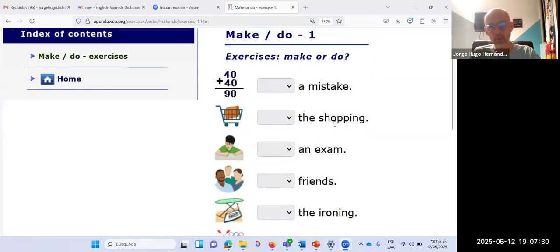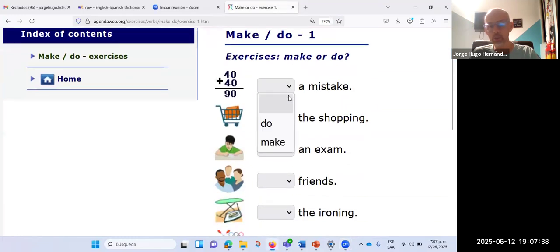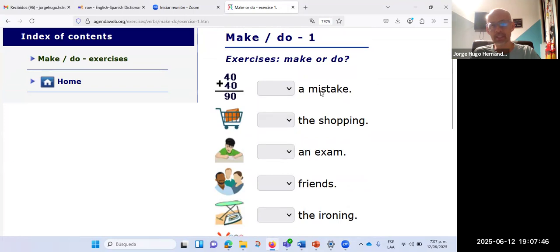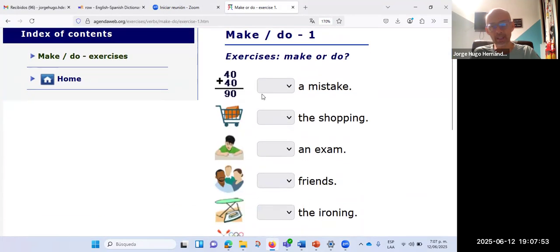This is the first one. We have here some, no sentences, so only some expressions. And we are going to choose between do and make, okay? In this website, we found a lot of exercises with different grammar structure, vocabulary. And this is good because you are doing the exercises and you have some picture that helps you to understand what you are talking about, okay?